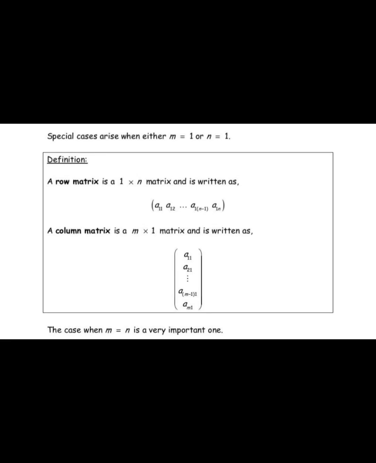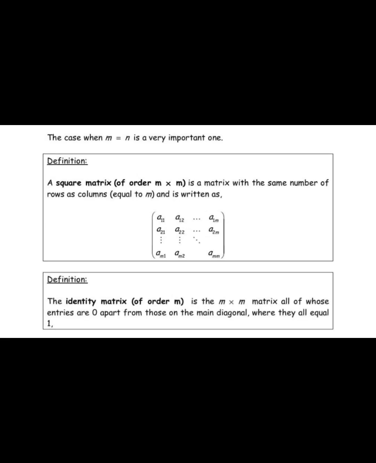The second part of special types of matrices is row matrix and column matrix. A row matrix has only one row. It's a 1 times n matrix. And a column matrix has only one column. It's an m times 1 matrix. And then a square matrix has the same number of rows and columns, m equals n.